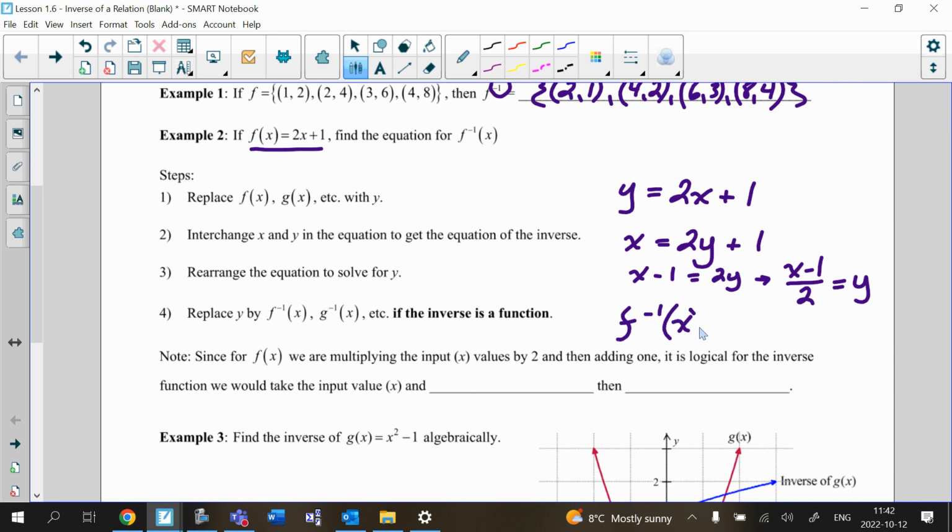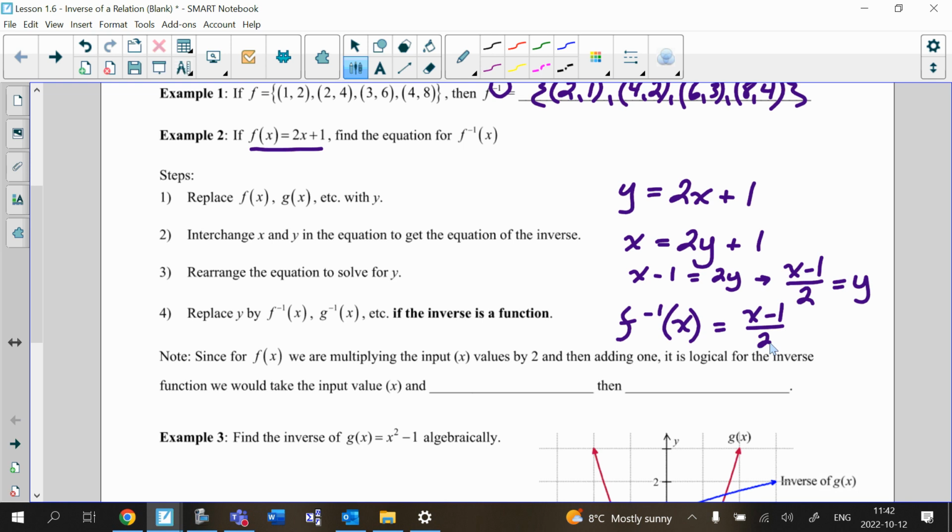Those are the steps to find the inverse of an equation, of a relation or function. Just because the original is a function doesn't mean the inverse will be. In this case, they are, but not in all cases. I'm going to show you an example.